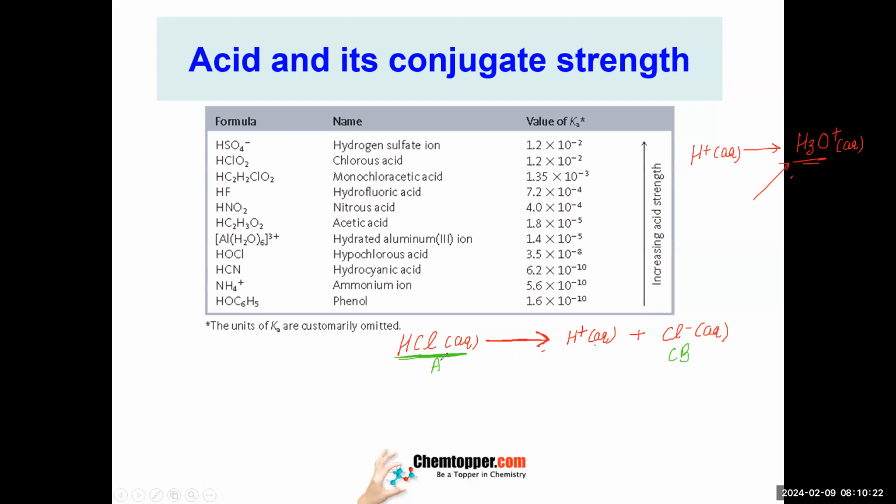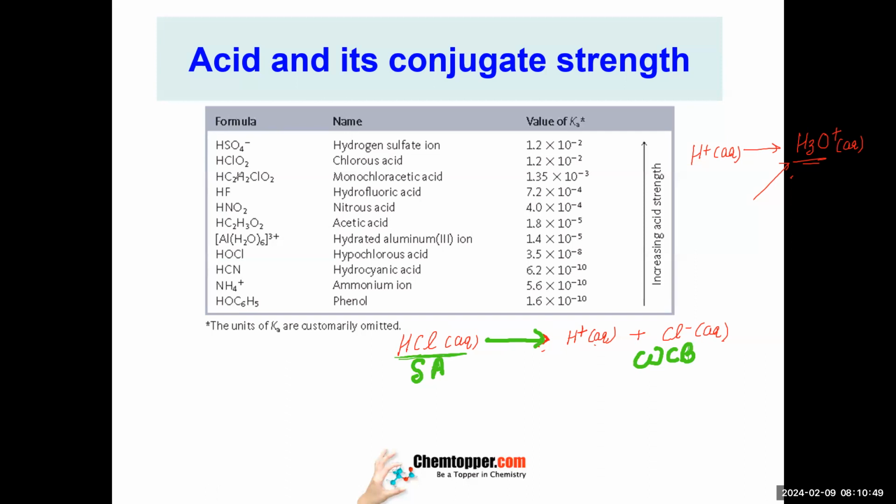Now write down this. If you take a strong acid, then its conjugate base will be weak. The conjugate base has less tendency to add H+. Less tendency means it's weak. So a strong acid will give you a weak conjugate base.